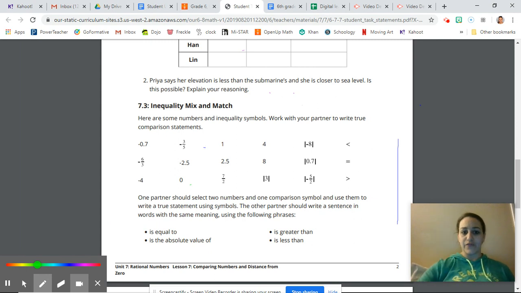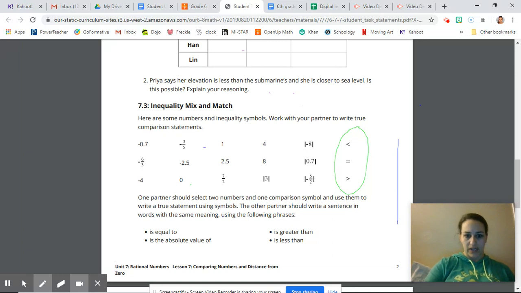So in this first row, we've got a whole bunch of stuff. We've got a less than symbol. We've got equals and greater than. If I'm just looking to the side, I see symbols. One partner should select two numbers and one comparison symbol and use them to write a true statement. The other partner should write a sentence in words with the same meaning using the following phrases. Okay, so the way that we say it is how we would write it in words then.